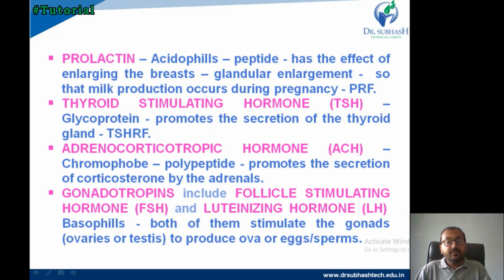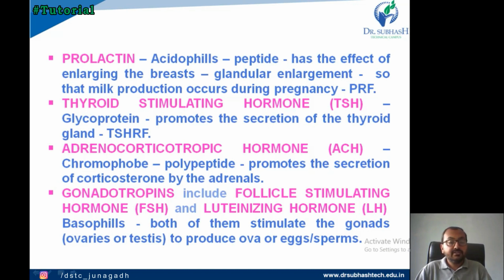They are released from the acidophilic cells, basically peptides in nature, and it will have a major effect on enlarging the breast. That is, enlargement of breast can be seen during postpartum of pregnancy. It may lead to glandular enlargement. That glandular enlargement might be because of increasing size of the mammary glands which are present in the breast. So that milk production occurs during pregnancy. And for that, prolactin releasing factors will be released from the hypothalamus.